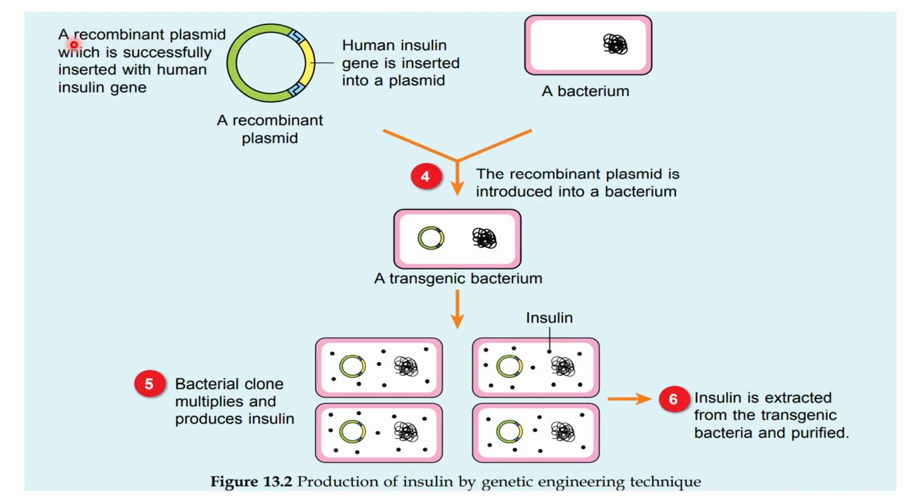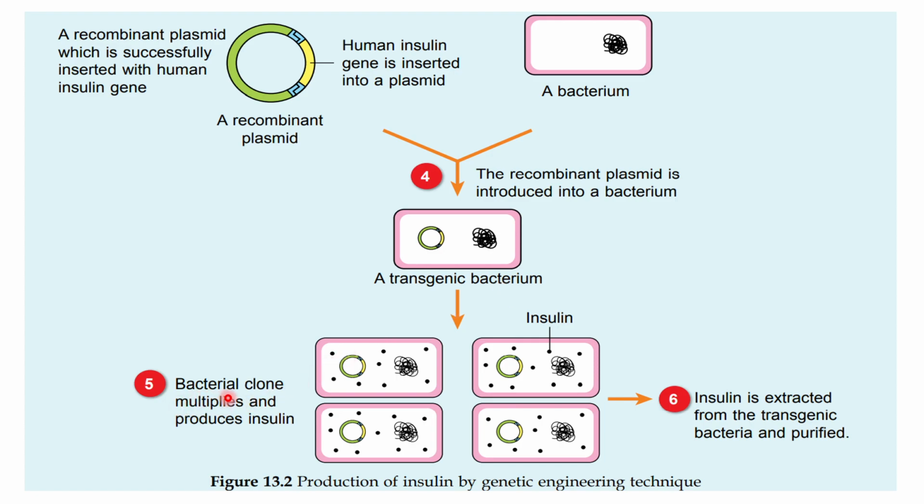Okay, next, this is now a recombinant plasmid, which is successfully inserted with the human insulin gene. Okay, so we call this thing a recombinant plasmid. And this is a bacterium. Usually, this cloning vector is E. coli in this case. And the recombinant plasmid just now is introduced into a bacterium. And after that, this bacterium is called a transgenic bacterium, or in other words, this bacterium is a genetically modified bacterium.